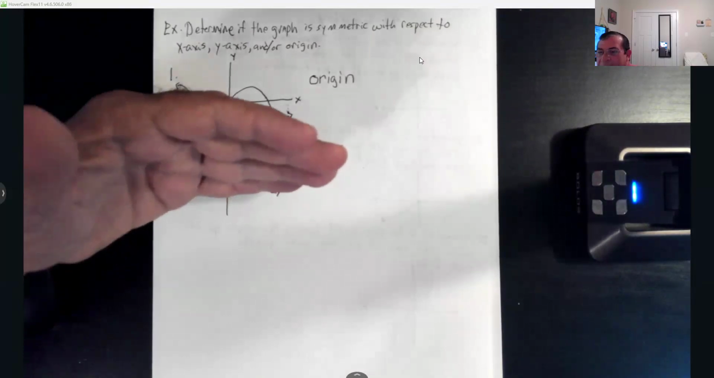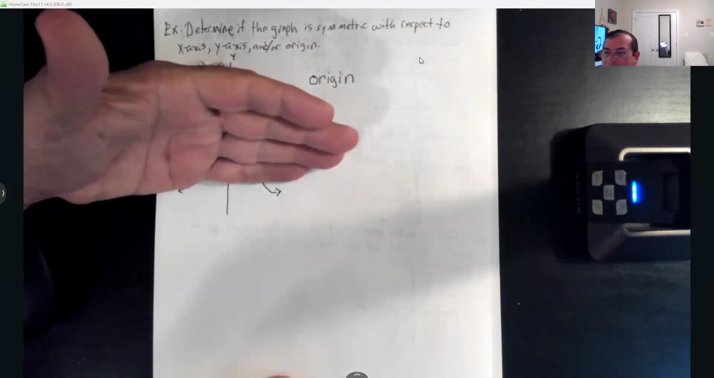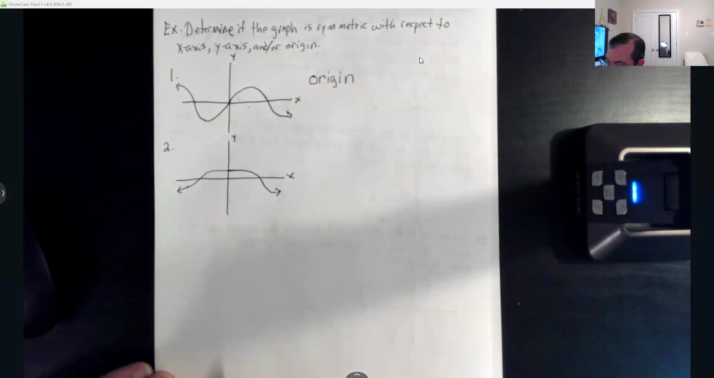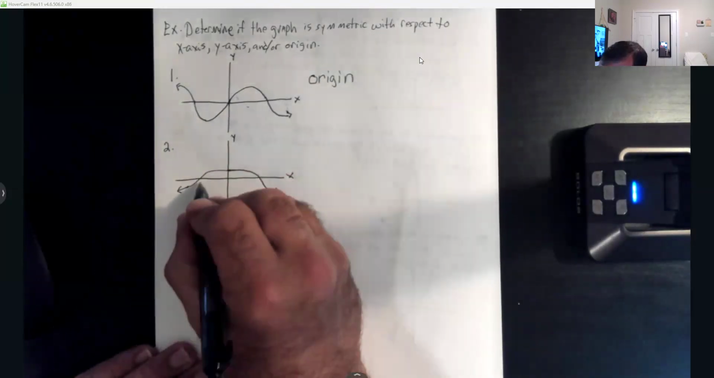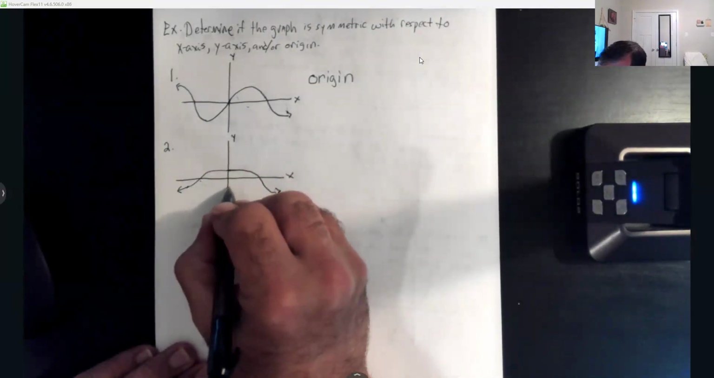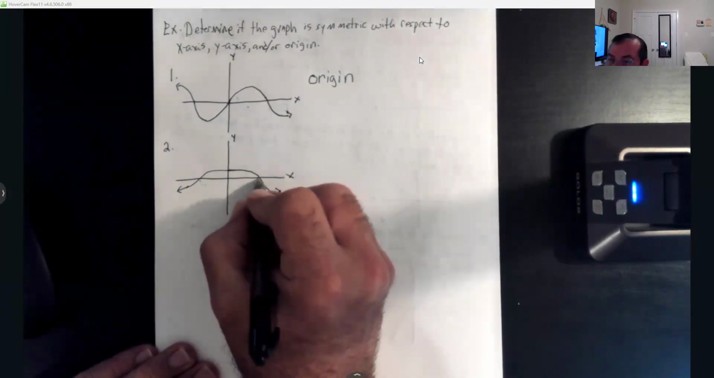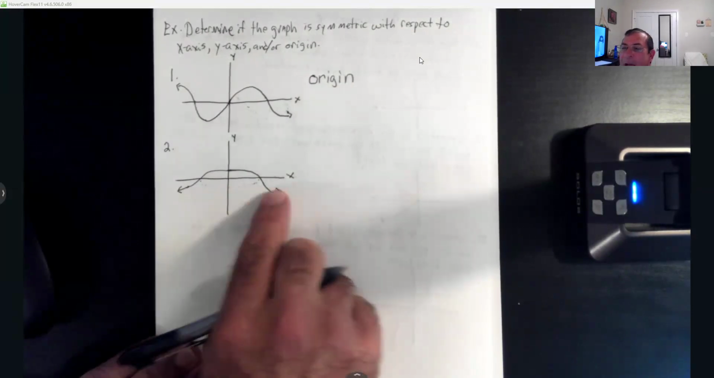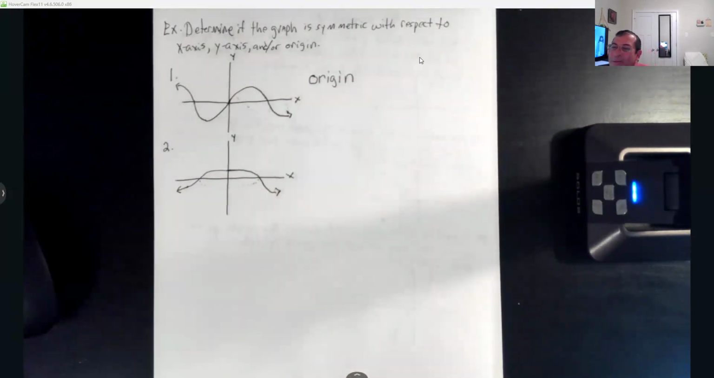All right, so here's the X. Remember the X, you're taking the graph and folding it over the X-axis, okay? So if we fold this graph over the X-axis, look, this top part's going to hit down here. So it's not hitting itself. So it's not the X. So how about another one?